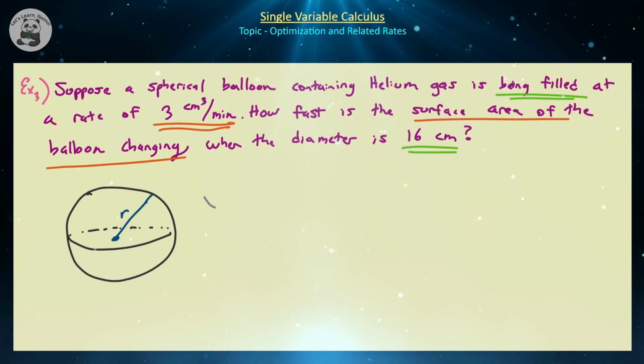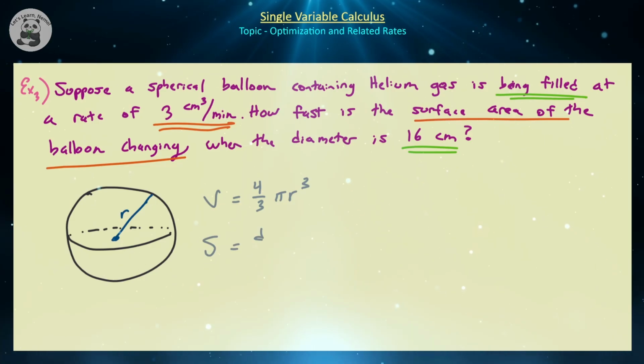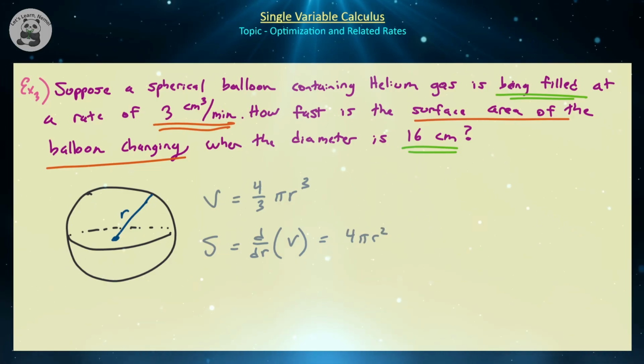So we should know that the volume of a sphere with a fixed radius is equal to 4/3 pi r cubed, and the surface area of a sphere, in case you don't already know, is actually equal to the derivative of the volume of the sphere with respect to its radius. If you know that and you haven't memorized the surface area formula, you can just find that it's equal to 4 pi r squared. So that's pretty neat.